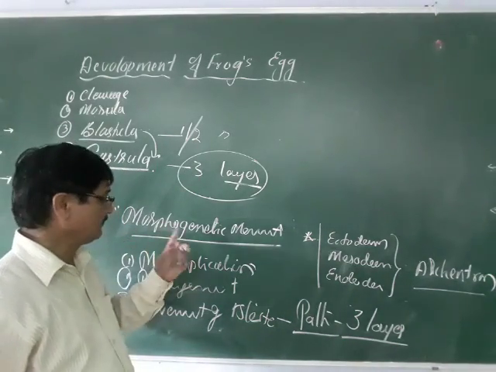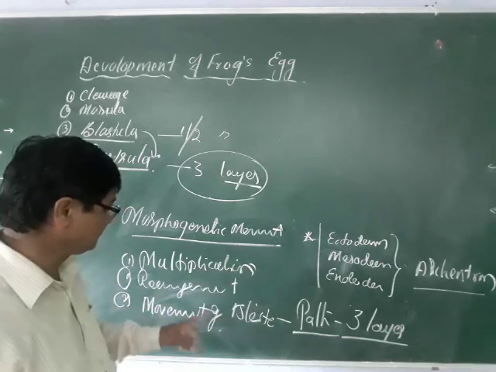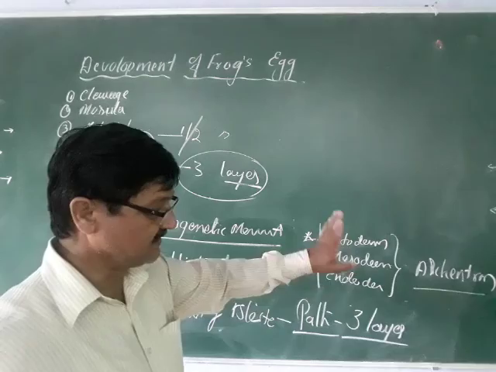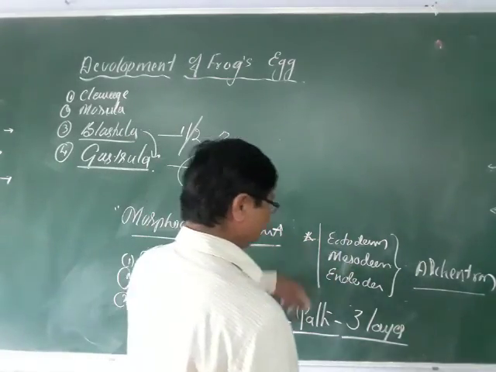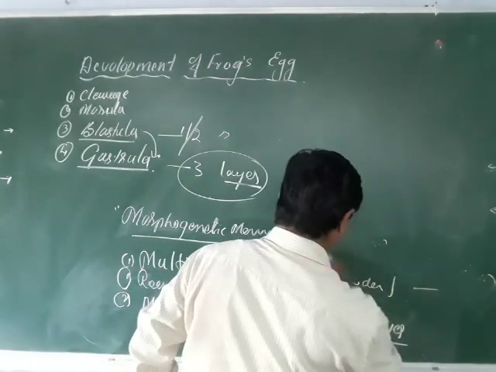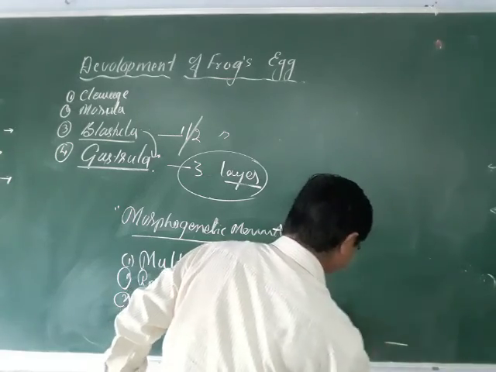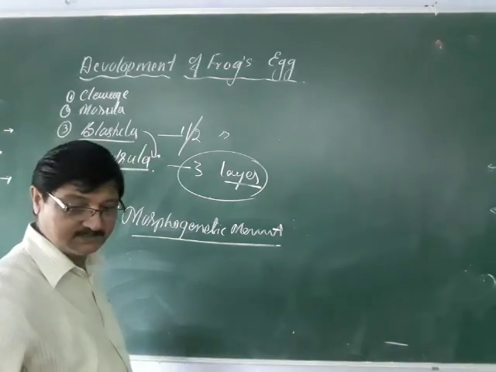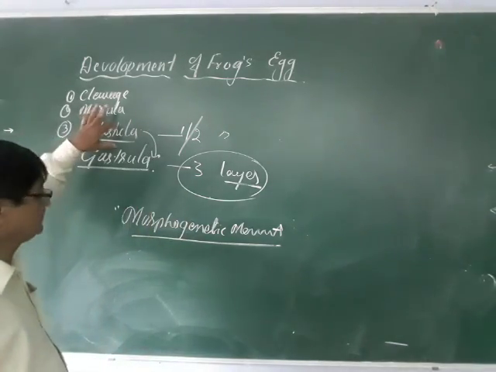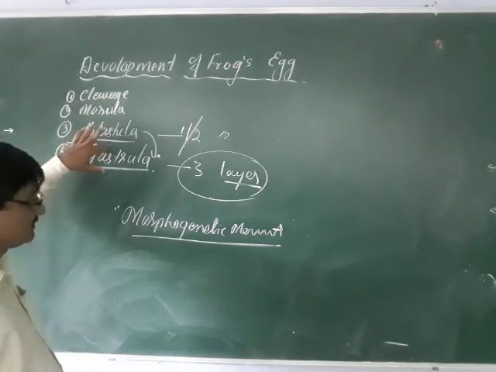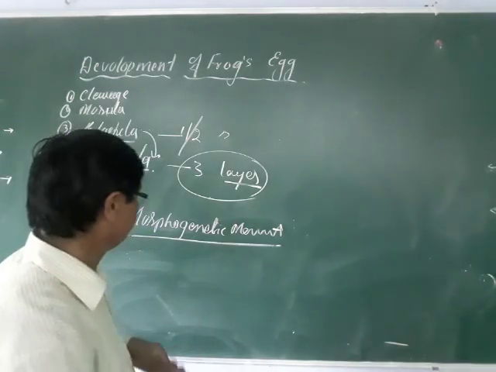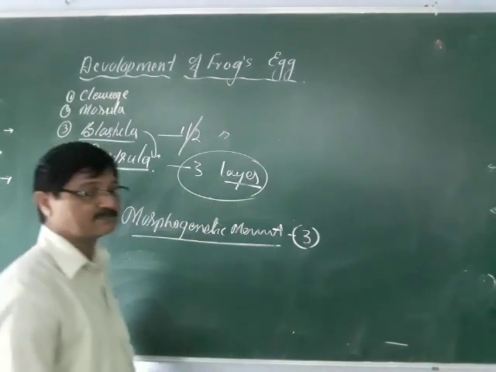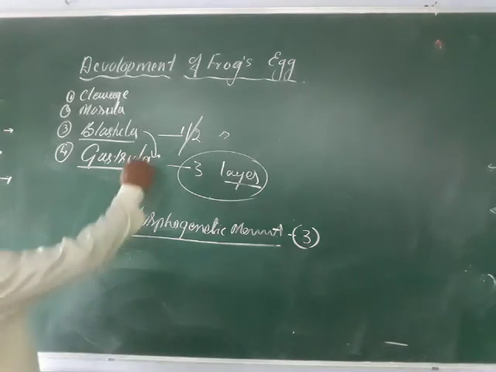So the morphogenetic movements. What are the morphogenetic movements? Multiplication, rearrangement, movement of blastomeres in a specific path results into three layers. And actually this result, or the formation of gastrula, is called the gastrulation. Same, the process of formation of blastula is called the blastulation. The process of formation of gastrula is called the gastrulation. Two marks question, remember. And what are the morphogenetic movements? Here there are three morphogenetic movements. By means of three morphogenetic movements, gastrula will be developed.